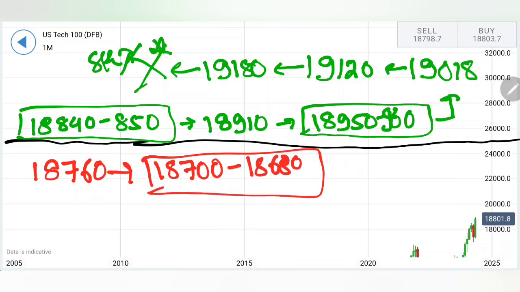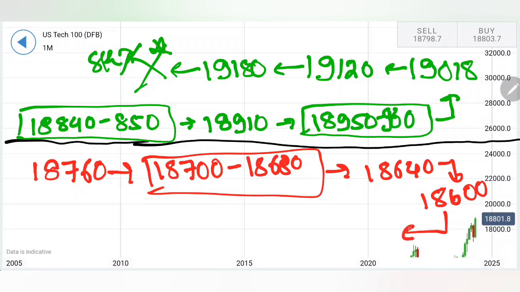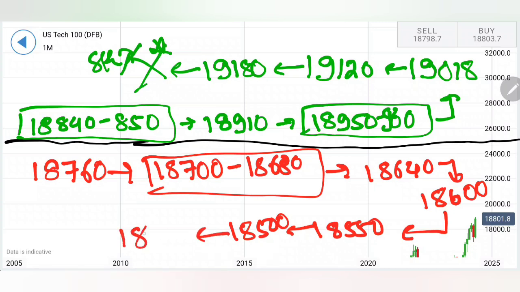Once it drops below this, you can look forward to 18,640 very nearby and 18,600. Look on the downside, the support levels are very, very nearby and it has to break below these levels. In fact, 18,550 and then 18,500. The next very strong support levels till 18,500. Below this, there will be aggressive bearishness. 18,350, 18,200 are the next targets.